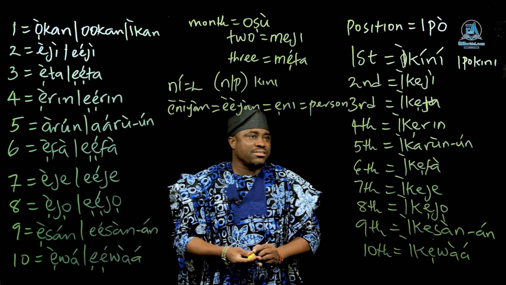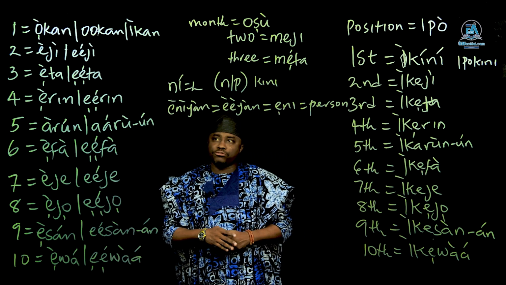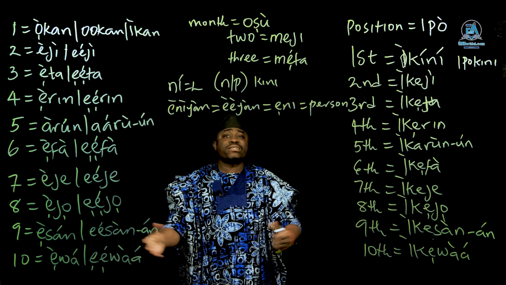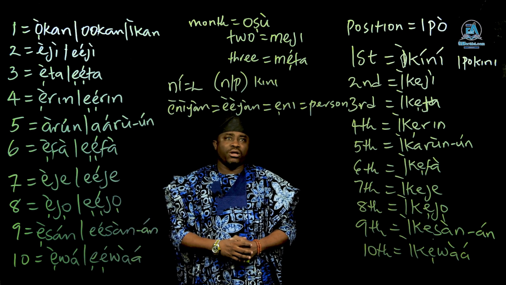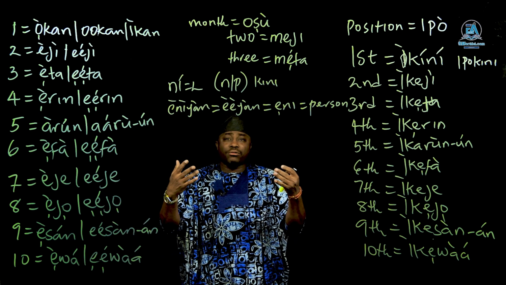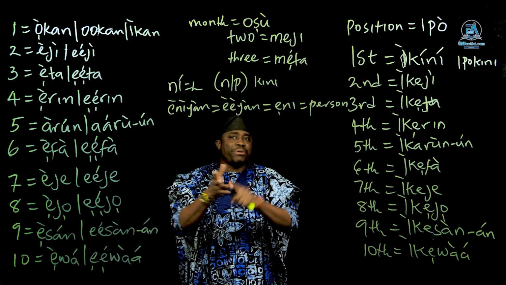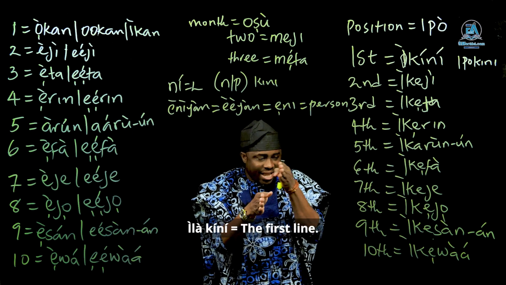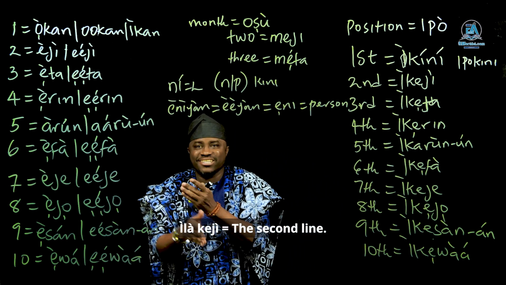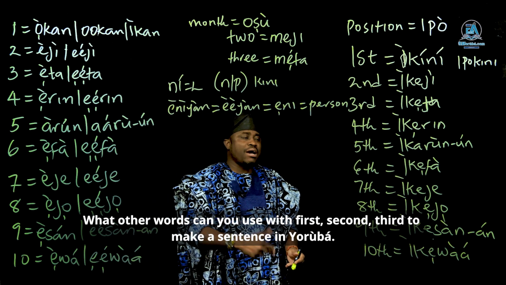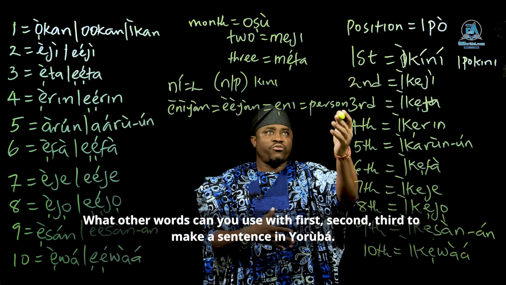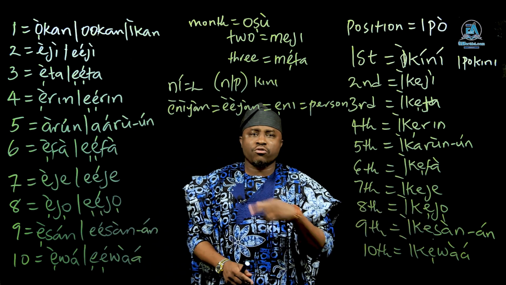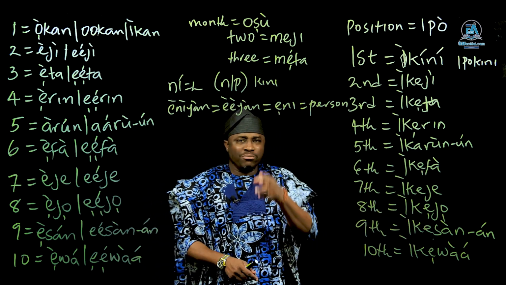Right. So practice this. I want you to find a way to use it in sentences, and let me see what you come up with. I've used position, person, way. Let me use line. Ìlà is line. Ìlà kíní, the first line. Ìlà kejì, the second line. Ìlà kẹta. What other words can you use with first, second, third to make a sentence in Yoruba? Watch it over again and you get better.